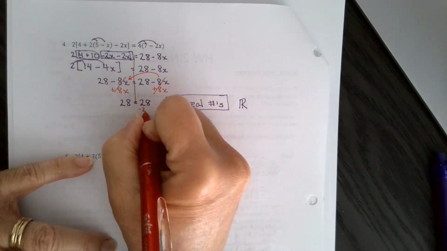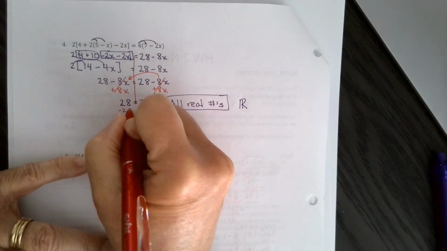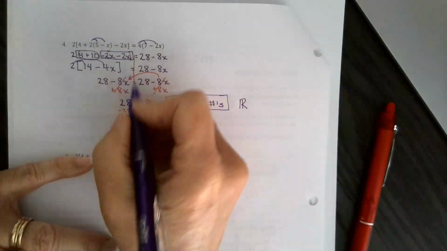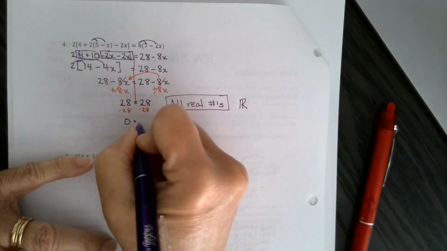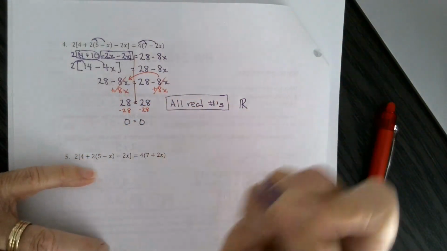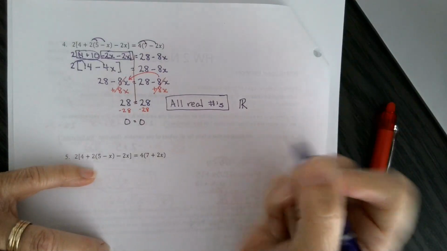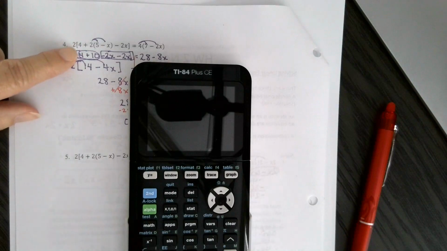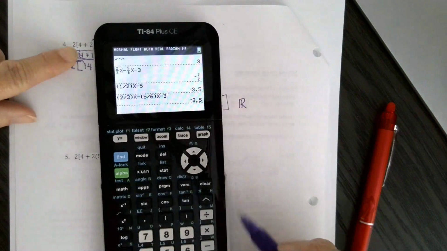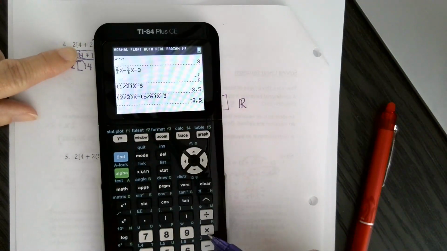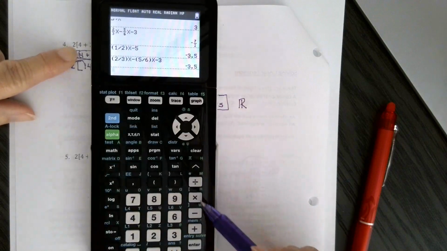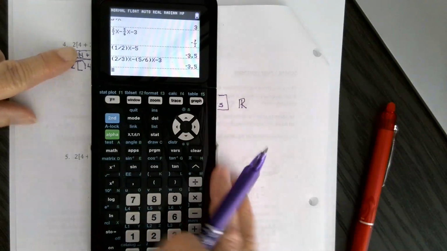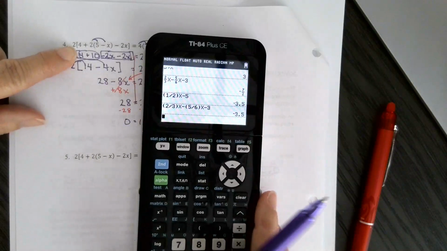If you didn't see that and you took it a step further and subtracted 28, you'd get 0 on the left and 0 on the right, which is still a true statement. So it really didn't matter. By the way, you cannot use brackets. Your calculator has brackets, but that is for programming, not for the math.